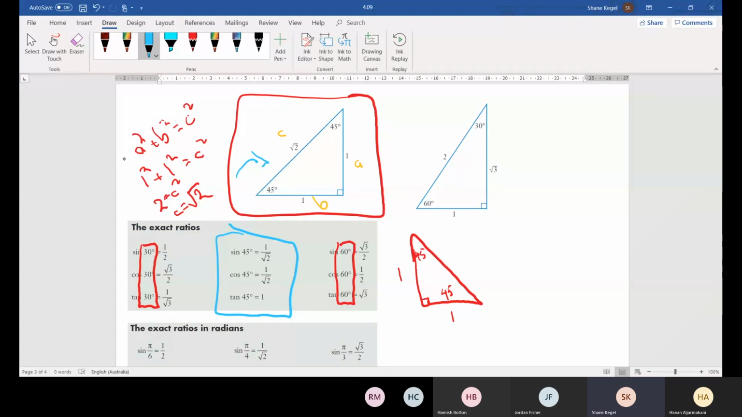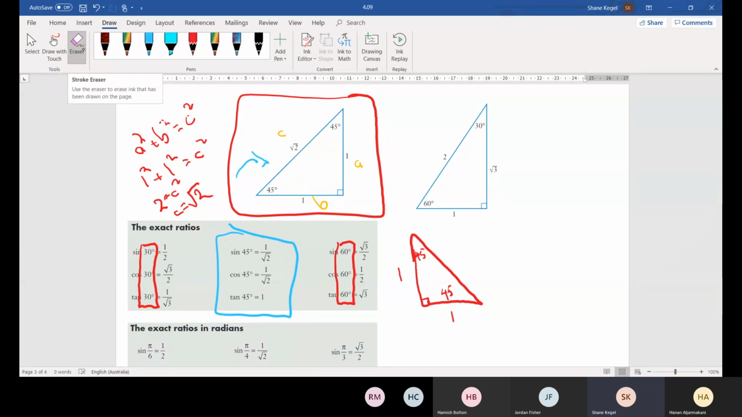So sine 45, so as you can see here, let's look at the first one. Sine 45 equals 1 on root 2. And that's because, if I chose, let's say, this angle, remember that sine is opposite over hypotenuse. So you're going to have your opposite side, which is 1 divided by root 2. So that's our exact ratio of sine 45. That's what it equals, 1 on root 2.